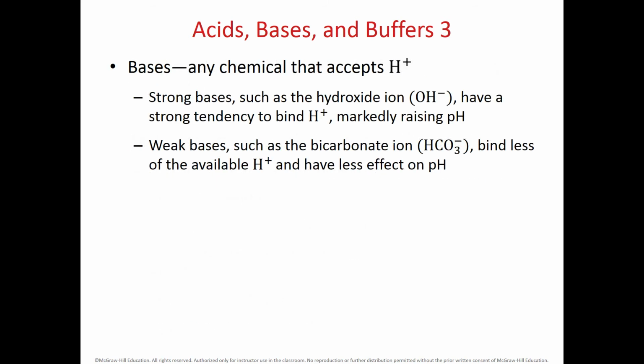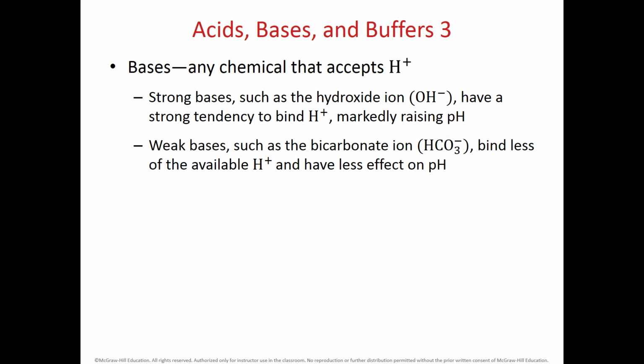A base will be an acceptor of hydrogen ions, the opposite of an acid, which is a donor of hydrogen ions. Similarly, as for acids, we have classification for bases. So we have strong bases and weak bases. A strong base will be one that accepts these hydrogen ions avidly, and it will change the pH by raising the pH or lowering the concentration of hydrogen ions. And it does so rapidly.